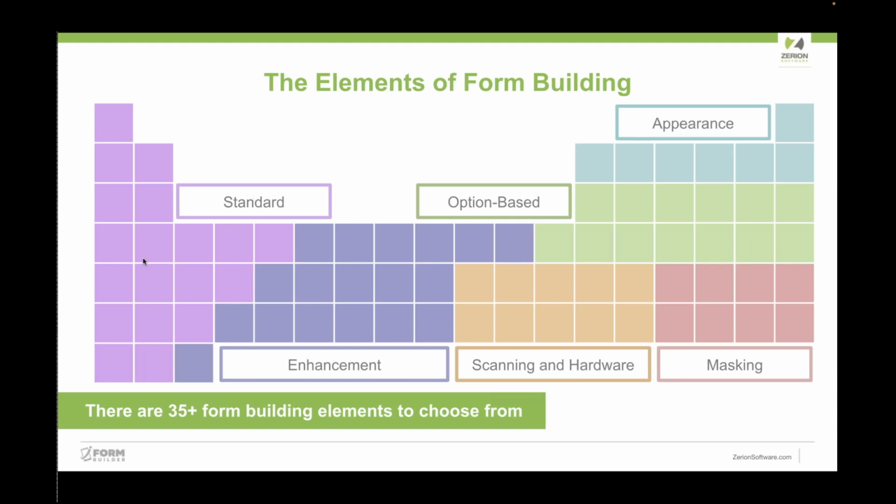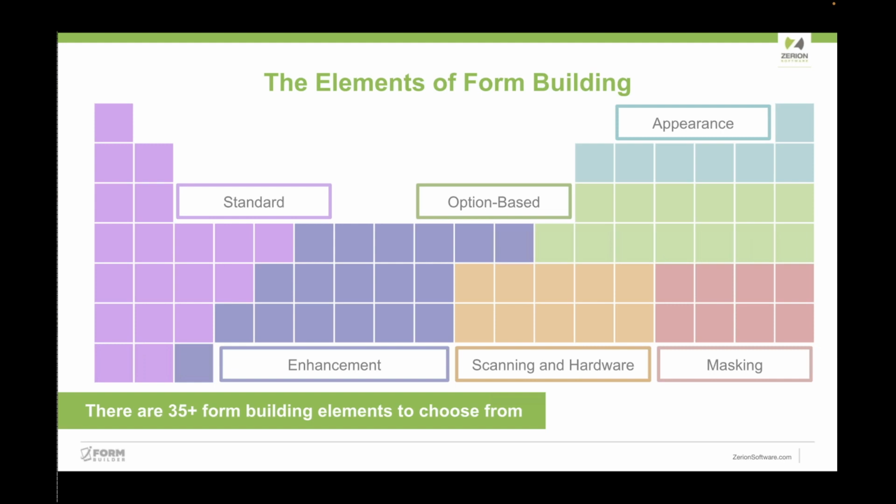We have our standard elements. These are like your text elements, text area. These most similarly show what you would see if you were collecting data on a paper form. We have our enhancement elements. These are the ones like our lookup element where you're able to call to a database to populate information, or our subform elements. Those are considered an enhancement element.